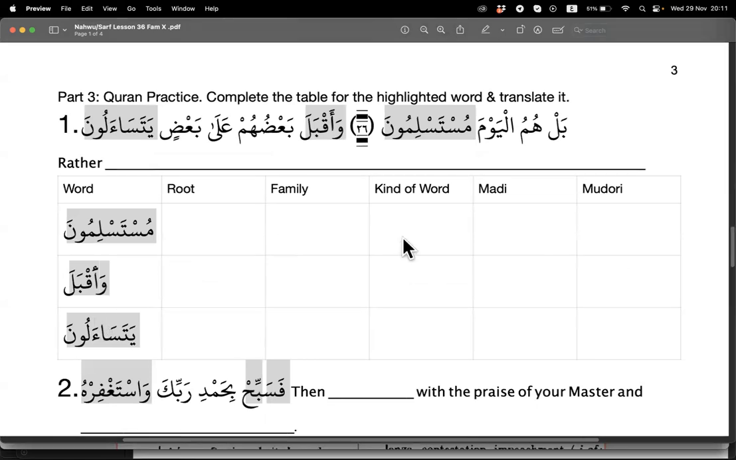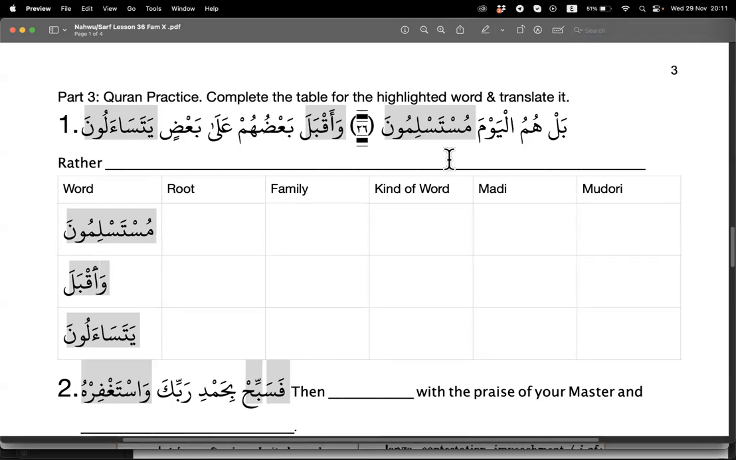Bal hum. Okay, bal is half ataf. We'll talk about this later. Hum is ni mubtada. Very good. Al-yawma. Al-yawma dharaf. Very good. Mustaslimun. Mustaslimun is ni isim fa'il from the bab isti'alan. Very good. What's the root letters? Sin lam mim. Yes. Can you give me the first line?